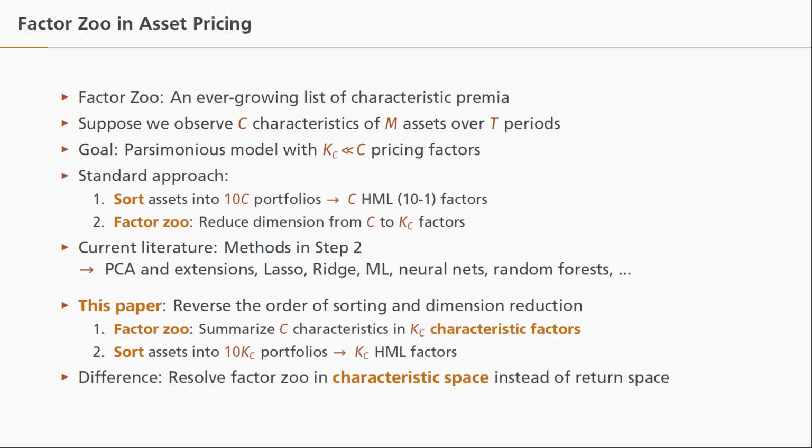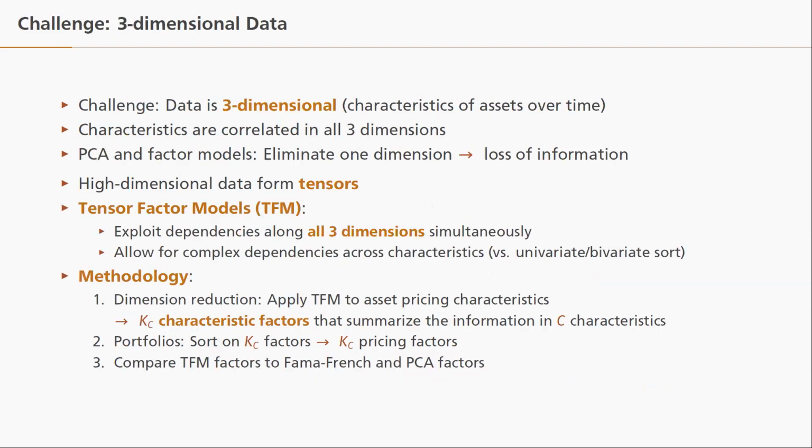That's what the paper is all about. We want to resolve this factor zoo challenge in the characteristic space. That's the general approach. The challenge is that the data is three-dimensional. We observe many characteristics of many assets over time. So how can we do dimension reduction in a three-dimensional data set?